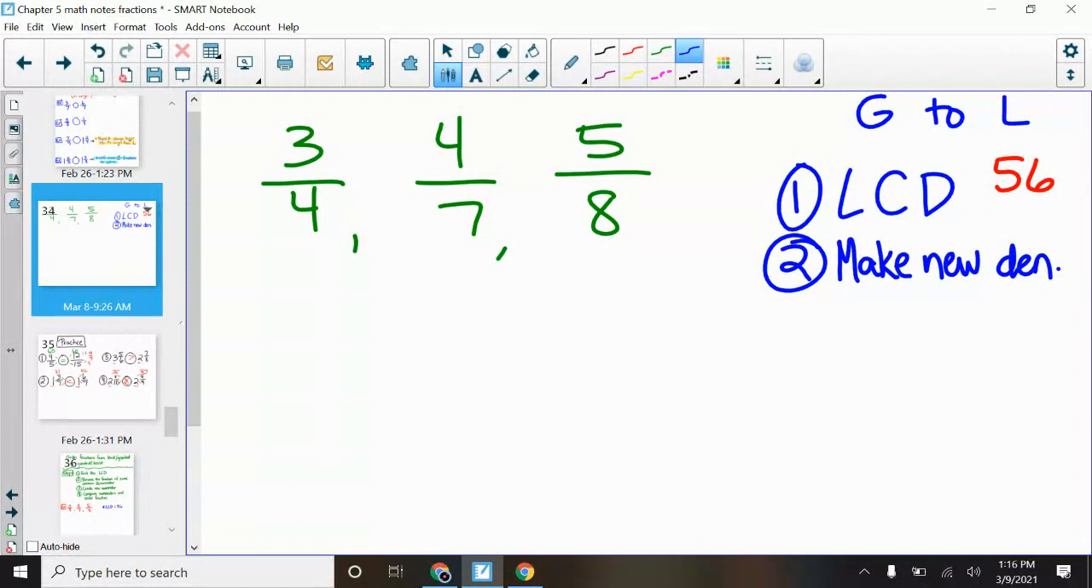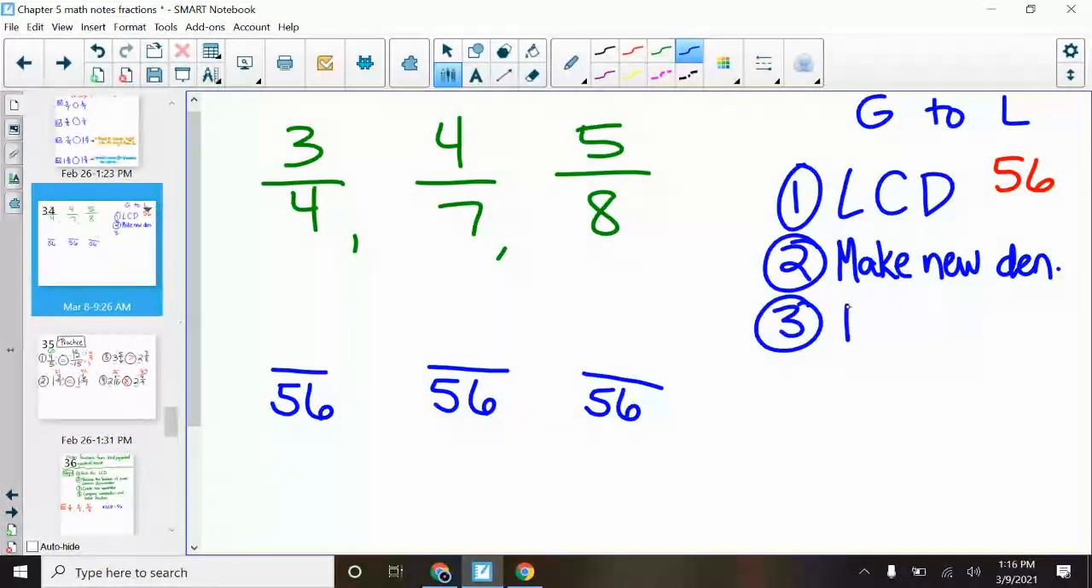This is where I need your attention. This is where all the magic happens. Directly underneath each of these fractions that are currently here, I'm going to start building new fractions with my least common denominator, which you all already told me is 56. This is exciting. So step 2 says make new denominators. Did we just do that? Yes. Step 3 is now going to be make new numerator.